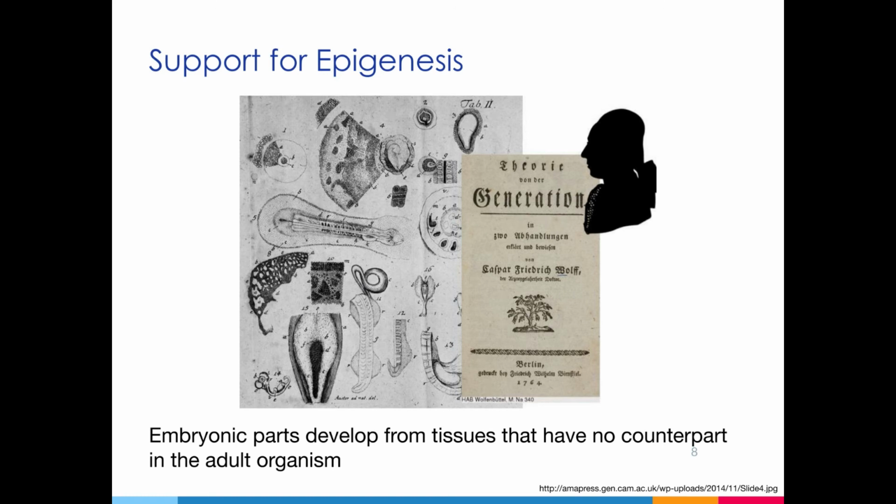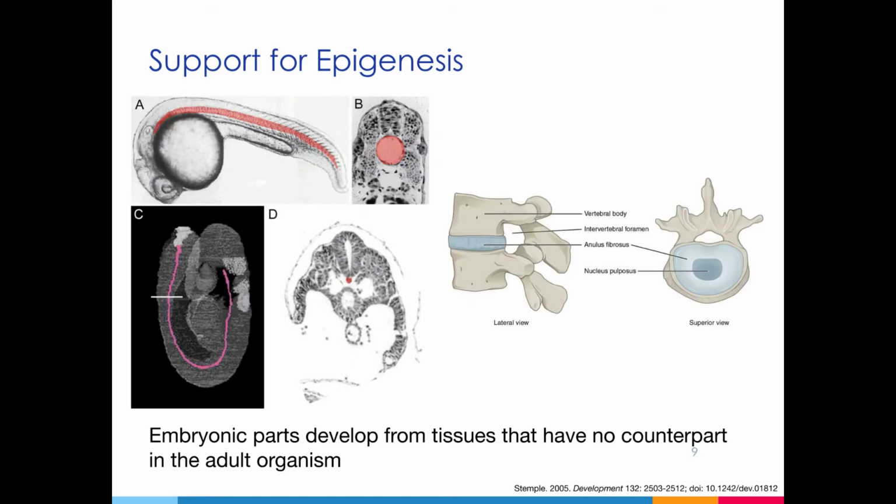Other evidence for epigenesis came from more careful observations by other scientists who show that there are some structures that are only present during development and are absent later in life. One of these structures is the notochord, which is a rod of mesoderm that is present in embryonic stages, but is lost during development. It's shown here in red in the zebrafish and in pink in the mouse embryo. This is the head and this is the tail.